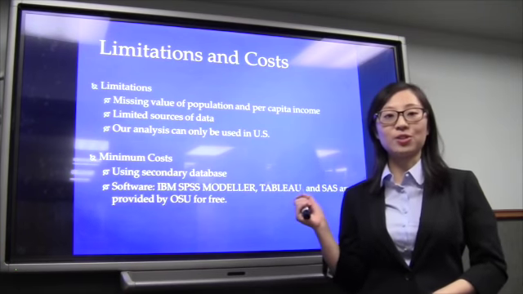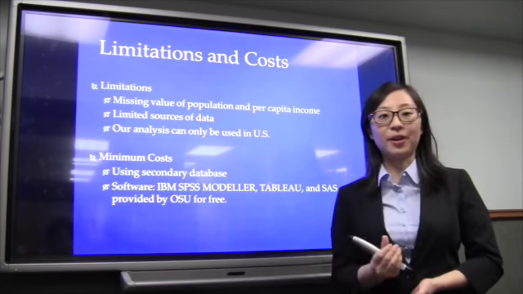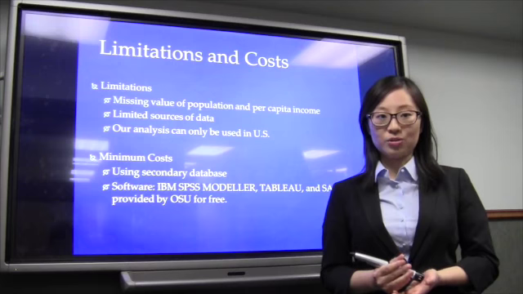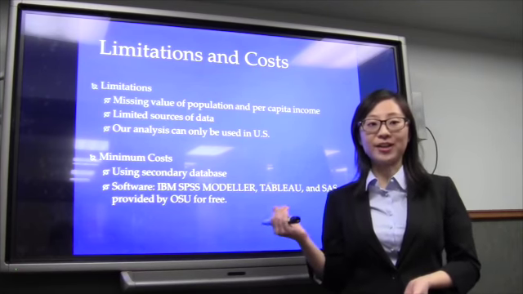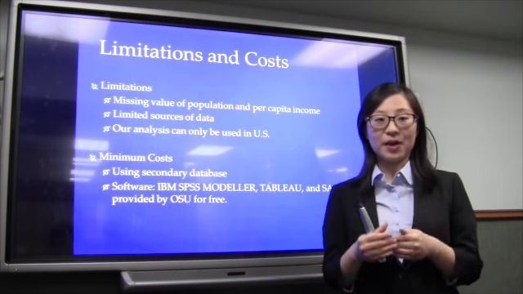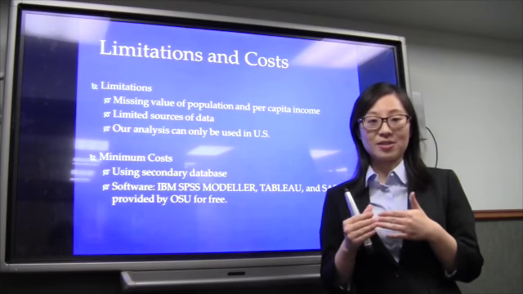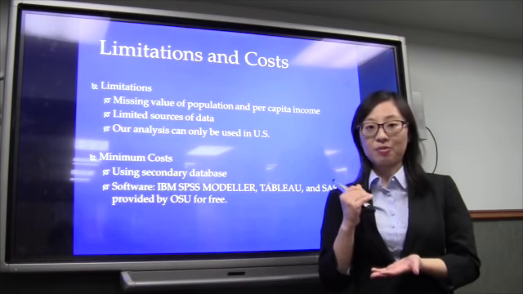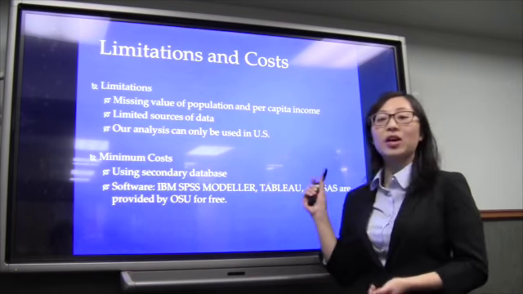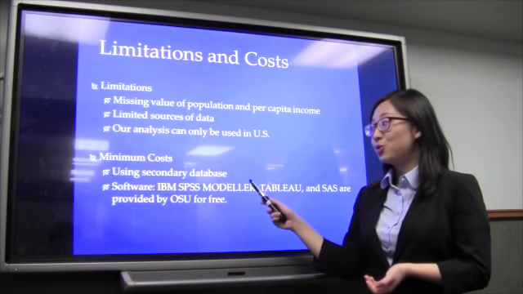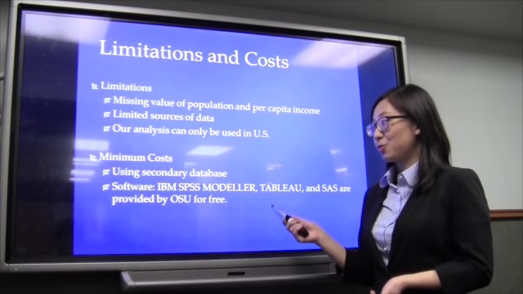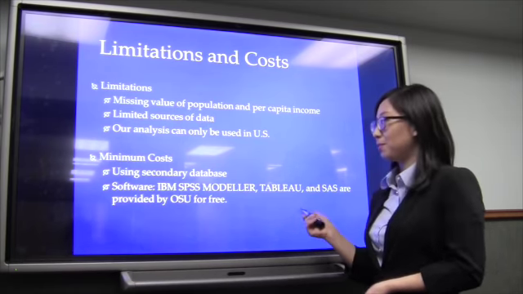We have several limitations. First, we missed some values of population and per capita income. And also, we only use 2 resources of data, which can limit our findings. Next, our analysis can only be used within the United States because the data was collected in the United States, so we can't apply our findings worldwide. For the cost, we keep our cost to the minimum level by using a secondary database that can be downloaded through the internet. And also we use software that is provided by the universities.